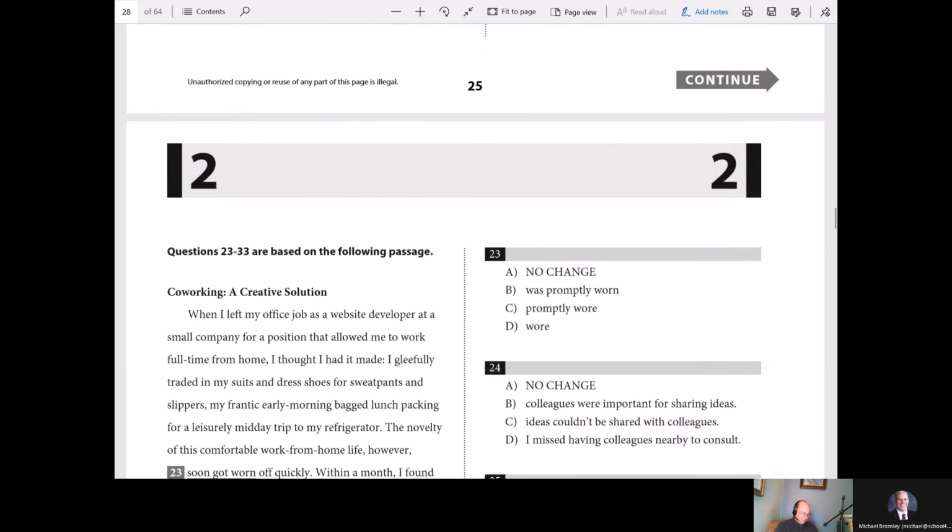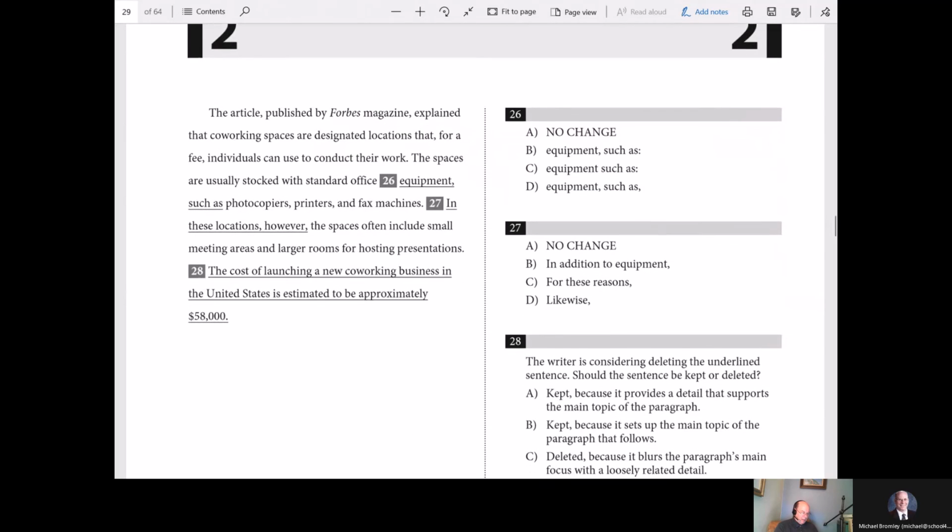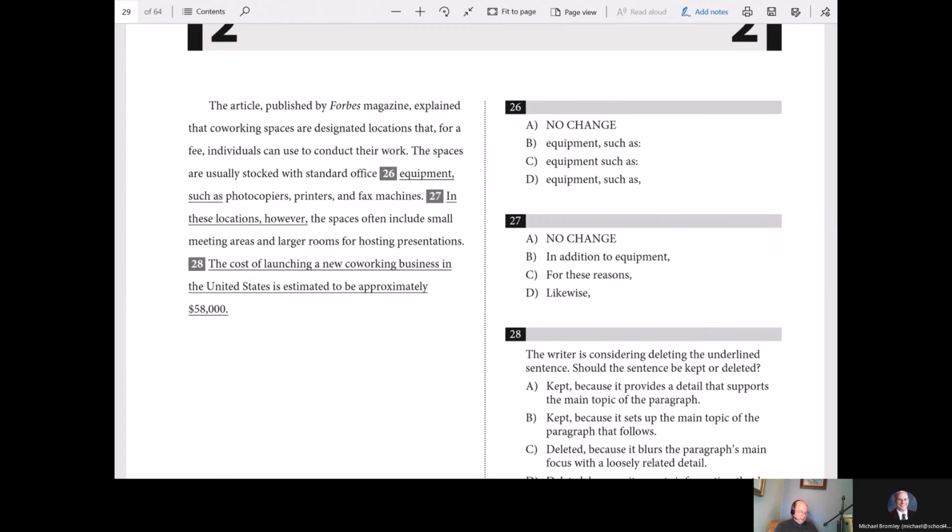Now 26. We've got 26 to quiz. Okay, this is a little bit tricky, and I don't know if this is a hard rule, but let's see how this works. We've got the space is usually stocked with standard office equipment, comma, such as, blah, blah, blah, with various punctuation options around such as. The way I would approach this one is to ask, do I need a pause between equipment and such as? I think I do, because we say the spaces are stocked with equipment, pause, such as, blah, blah, blah. Now, I do not need a pause after the such as, so I wouldn't put a pause there. I just want to get rid of all those pauses, so I go with a such as.